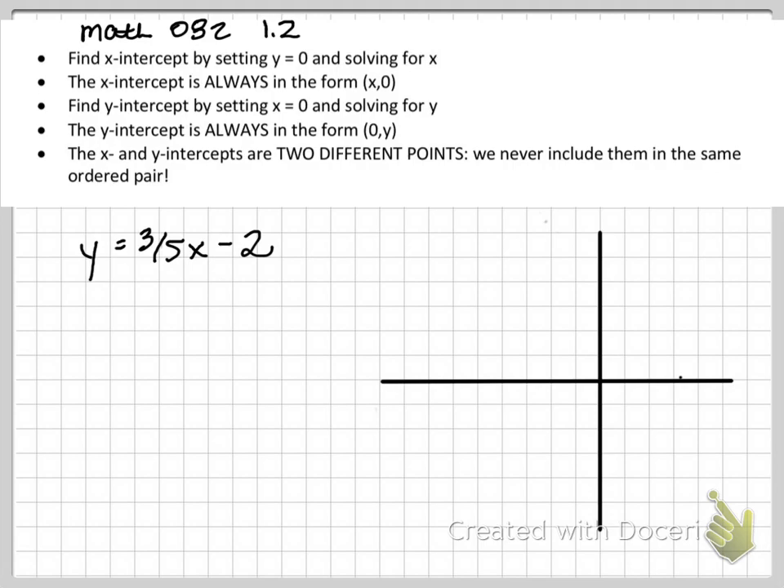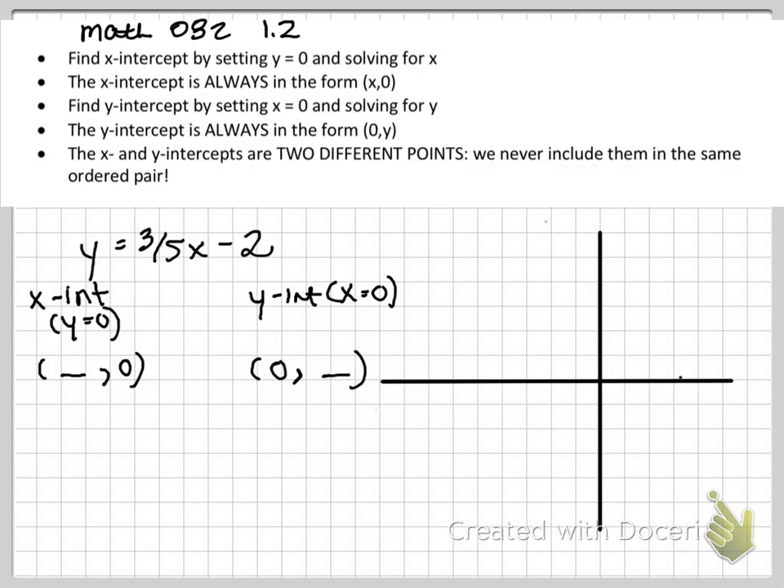Remember, your X and Y intercepts are two different points. You should also remember that to find the X-intercept, you need to set Y equal to 0, and then to find your Y-intercept, you need to set X equal to 0. The X-intercept is going to come out like this: some number, comma, 0. And the Y-intercept is going to be 0, comma, some number. Okay? So let's get started.